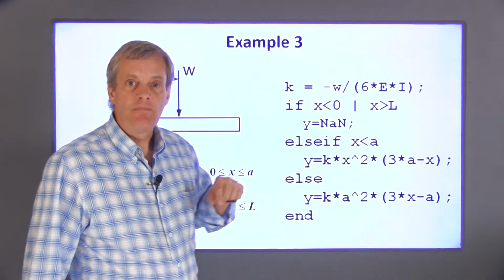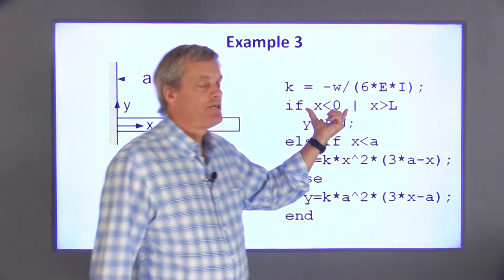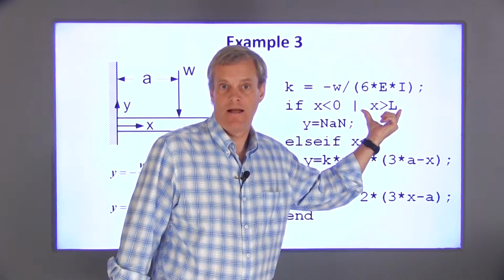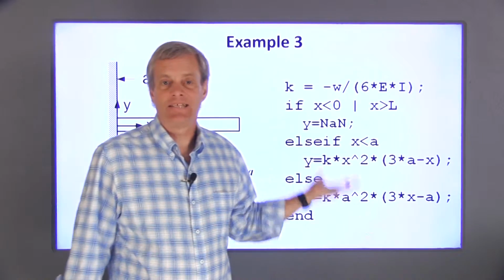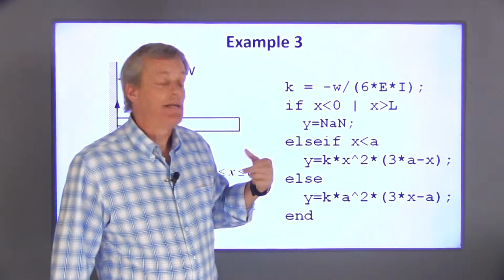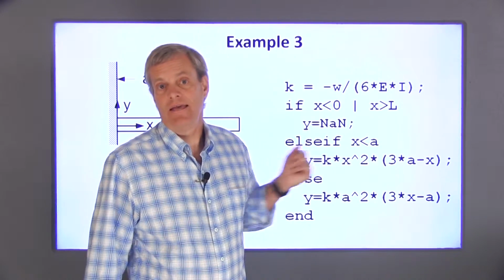In my decision-making process, first I'll check to make sure that x isn't less than 0 or greater than L. The deflection doesn't make sense if this is true because the value of x isn't even on the beam. So I'll assign x to be not a number, or NaN.